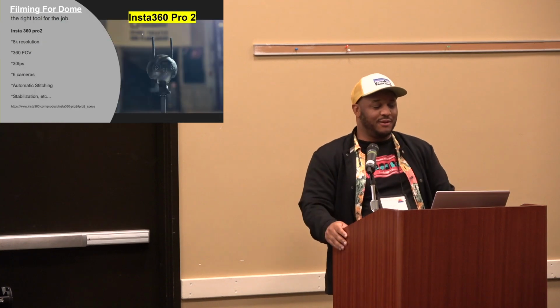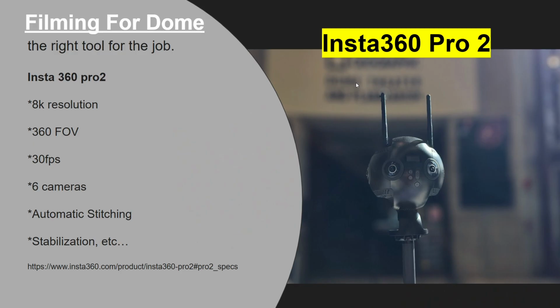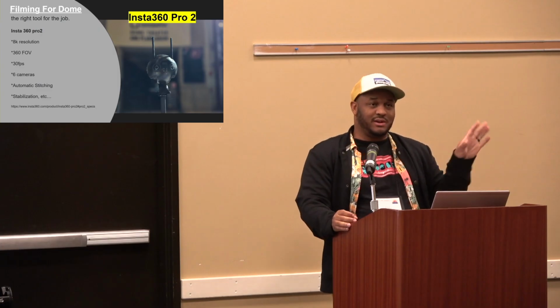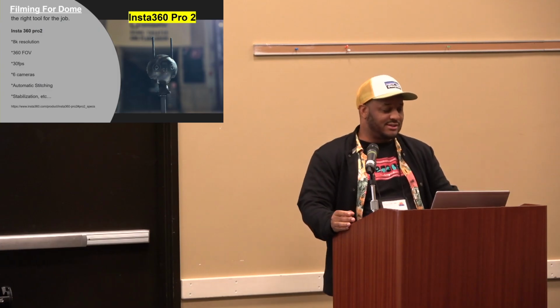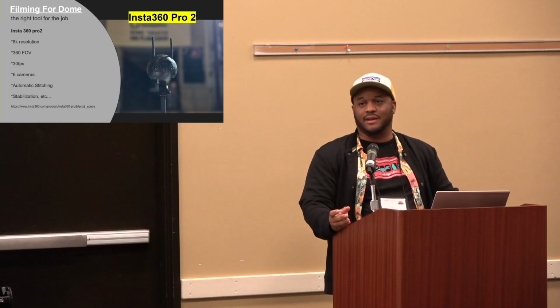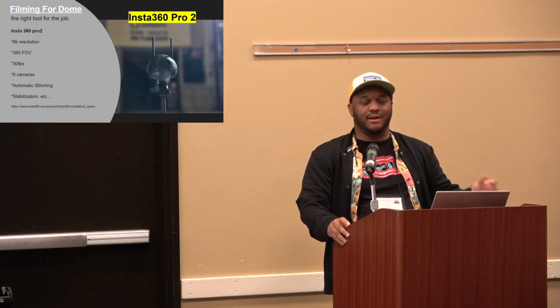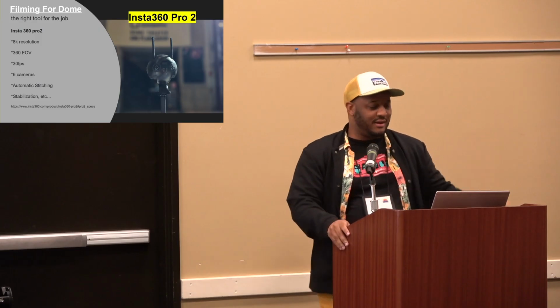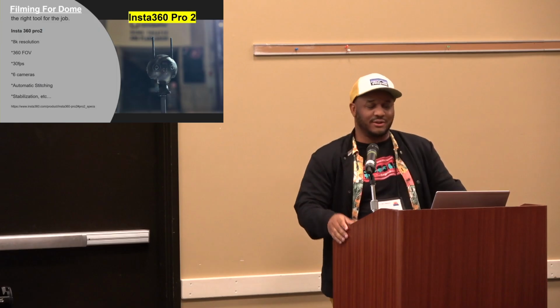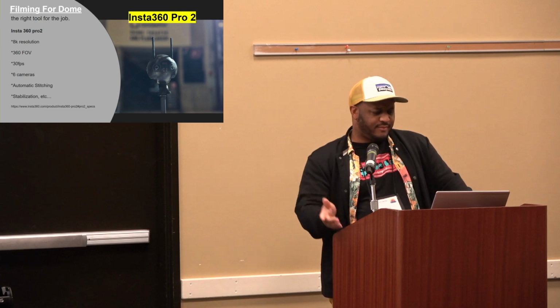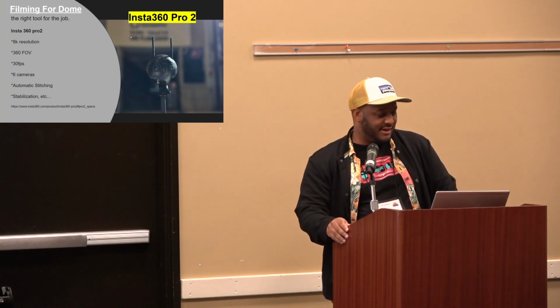So since then, we've actually got an Insta360 Pro 2 camera. It's an 8K camera that has 6 fisheye lenses on it that shoot in all directions, creating 360-degree images that you can basically see in real time from the camera if you have the app. It has in-camera stitching, so you can see what everything is looking like while you're filming. Yeah, this camera's been pretty great.